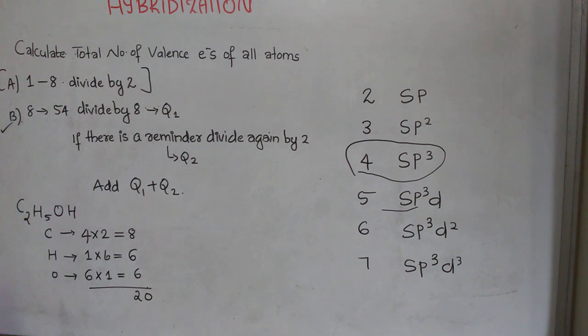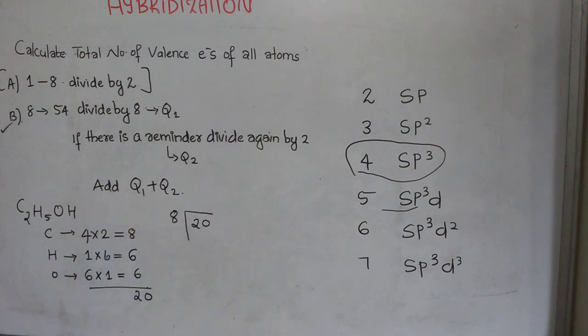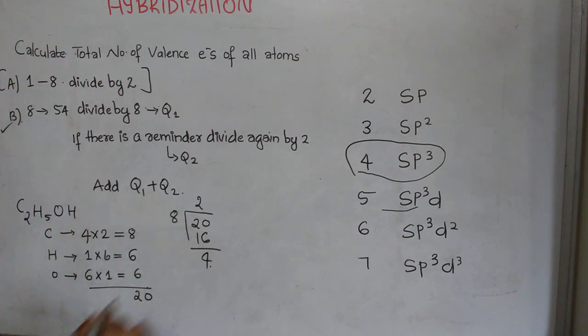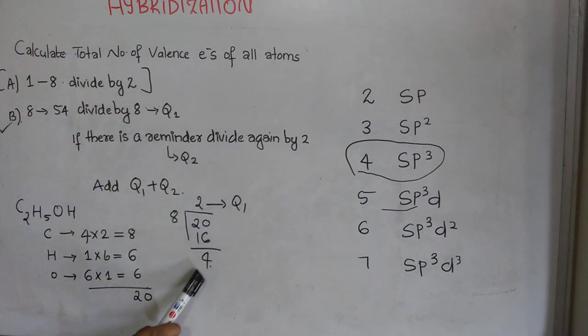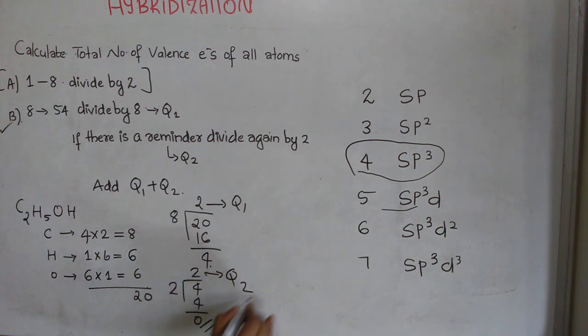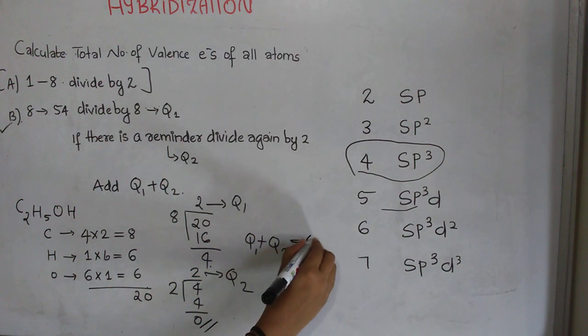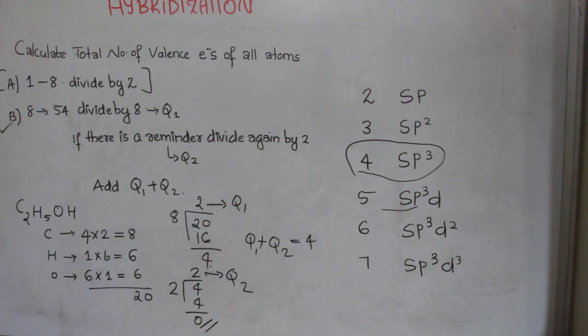So now definitely it falls in category B. What we will do? We will be dividing 20 by 8. What is our answer? It will be 2 times 16 and we are having a remainder 4. According to this, 2 will be the Q1. Now since our remainder is not 0 but instead it is 4, we will divide this 4 again by 2. Now we got 2 and the remainder as 0. Here 2 will be the Q2. Now we have to do Q1 plus Q2, which is equal to 4, and our hybridization will be sp3. So that is our answer.